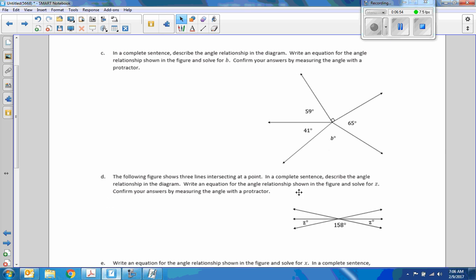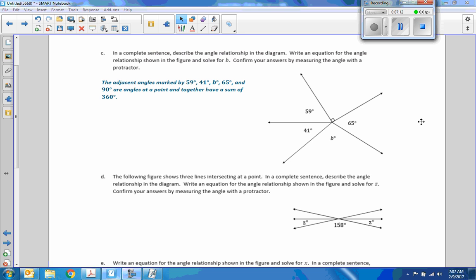C. In a complete sentence, describe the angle relationship in the diagram. Write an equation for the angle relationship shown in the figure and solve for B. So we want to write a complete sentence of what's going on here, write an equation, and then confirm with the protractor.